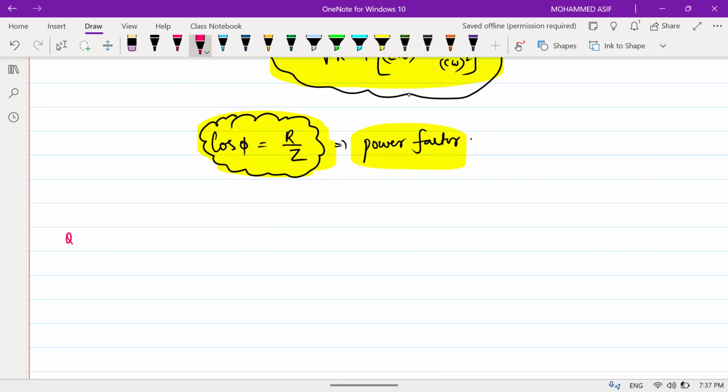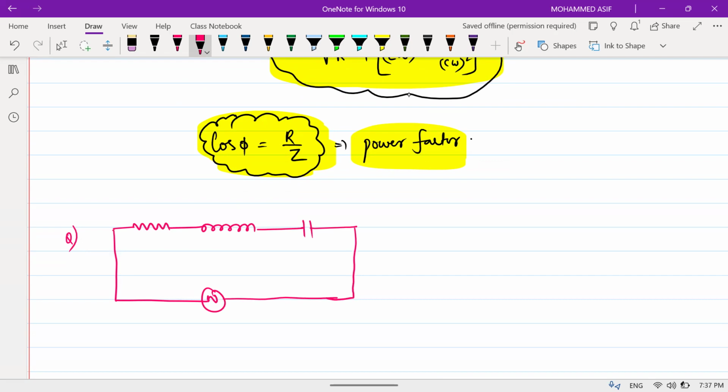Chalo, try to do this problem fast. There is a resistor, there is an inductor, there is a capacitor, and this is connected to your alternating circuit. This is the symbol of the alternating source. Potential across the resistor is given, let's say for example 40 volt. Potential across the inductor is, let's say, 60 volt. Potential across your capacitor is, let's say, 30 volt. This is the capacitor, this is the inductor, this is your resistor. Am I clear?